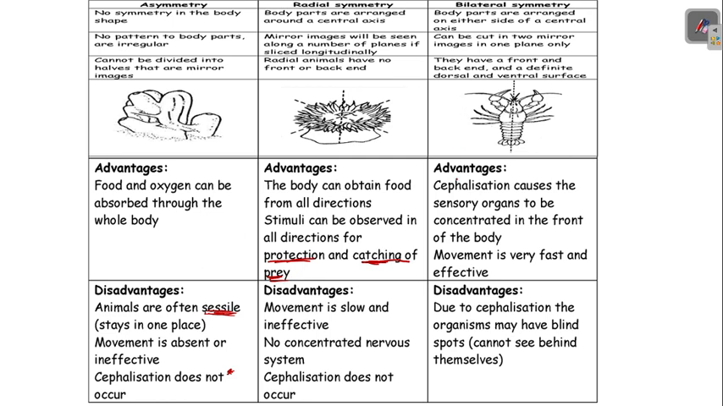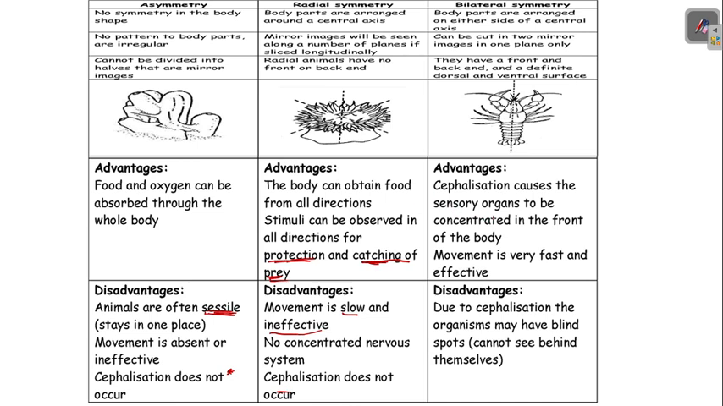Good. Then bilateral symmetry. Advantages of, oh no, we're not done here. Disadvantages of radial symmetry: movement is slow. These ones are usually slow, or they can be sessile as well. There is no concentrated nervous system, so with them as well, cephalization does not occur. Now, bilateral symmetry, which is us, we have cephalization, a concentration of all sense tissue or organs on the anterior end of the body. Yeah?